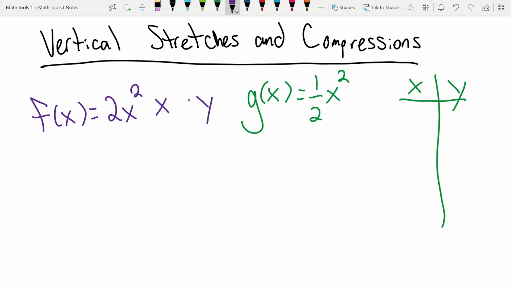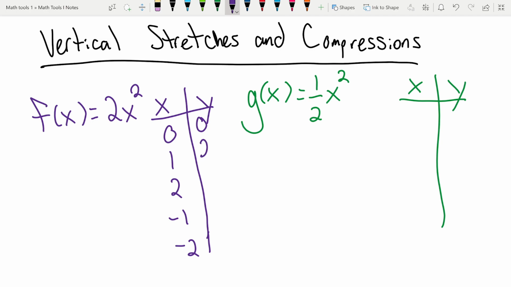So if we think about our typical points that we've been using for the x squared graph, namely 0, 1, 2, -1, -2, then let's just think about what the output would be of this function when we plug in these numbers. Okay, so we plug in 0, we're still going to get out 0. We plug in 1, we're going to get 1 squared, which is 1, times 2, which is 2. When we plug in 2, we're going to get 2 times 4, which is 8.